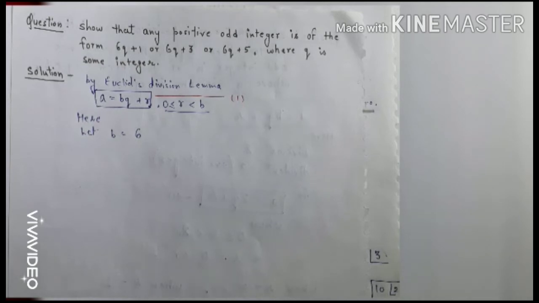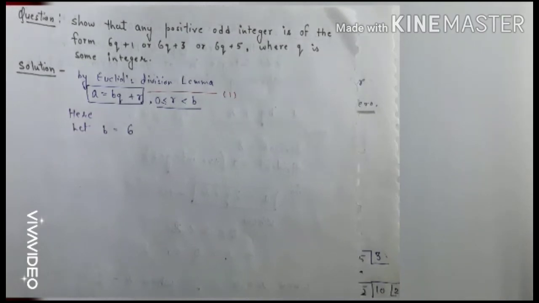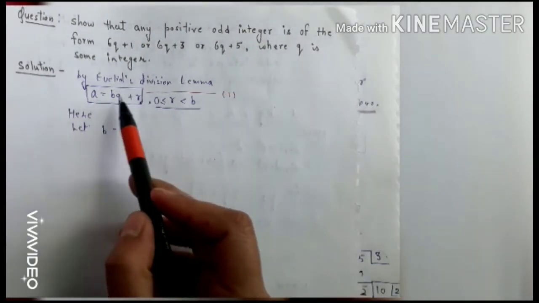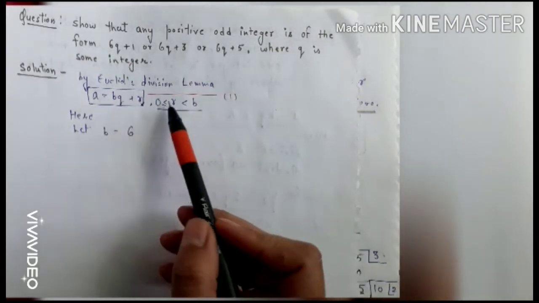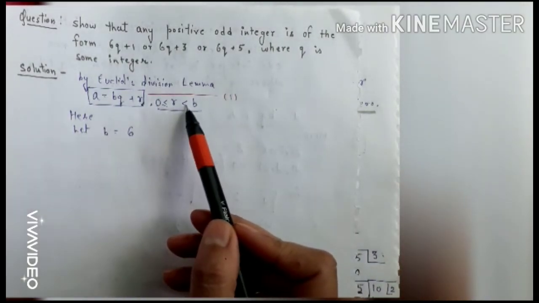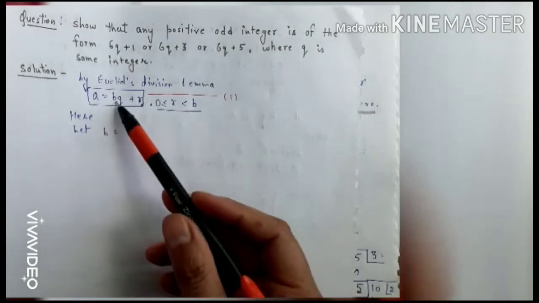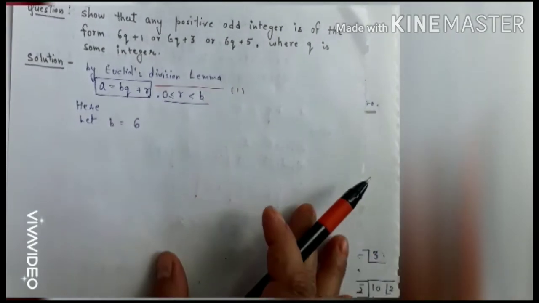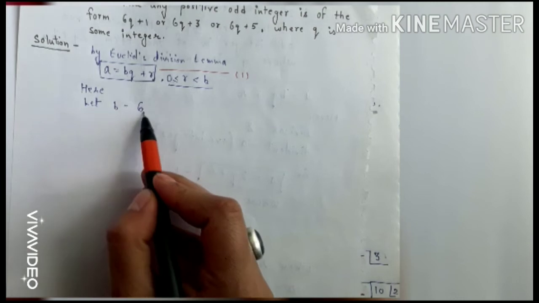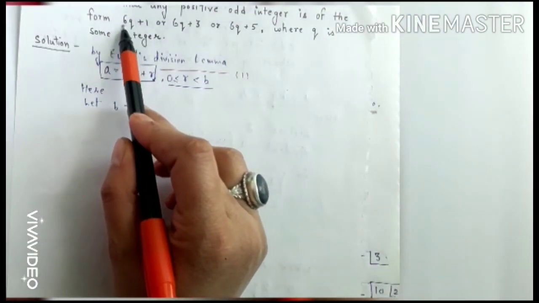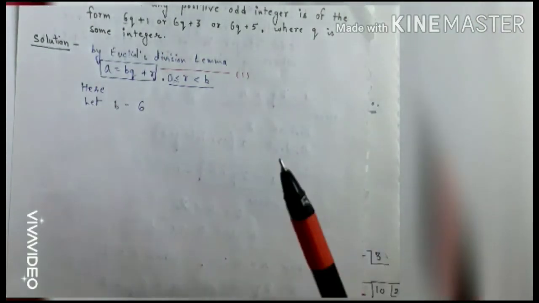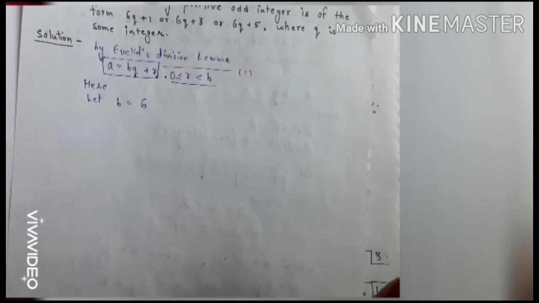First we will use Euclid's division lemma. For any two positive integers a and b, there exist two unique integers q and r such that a equals bq plus r, where the remainder r is greater than or equal to 0 and less than b, the divisor. Suppose this is the first equation. Here we have taken b equal to 6 because the odd integers are in the form of 6q plus 1.